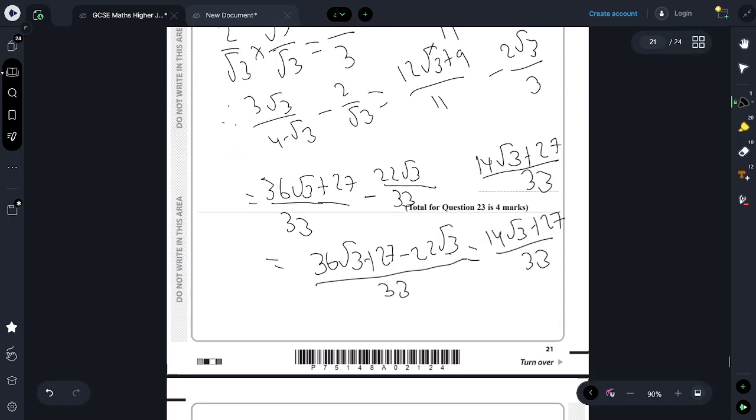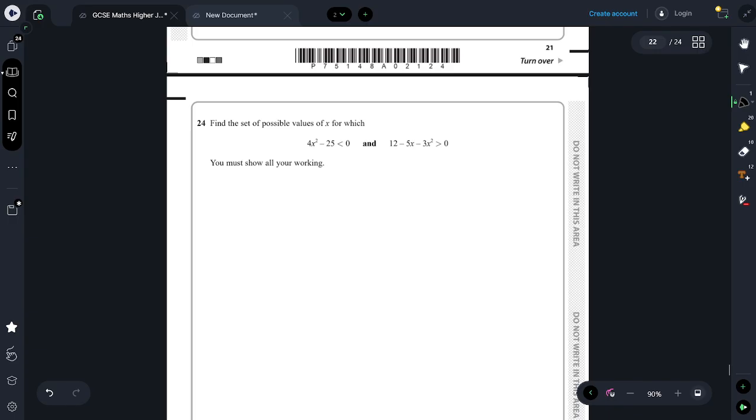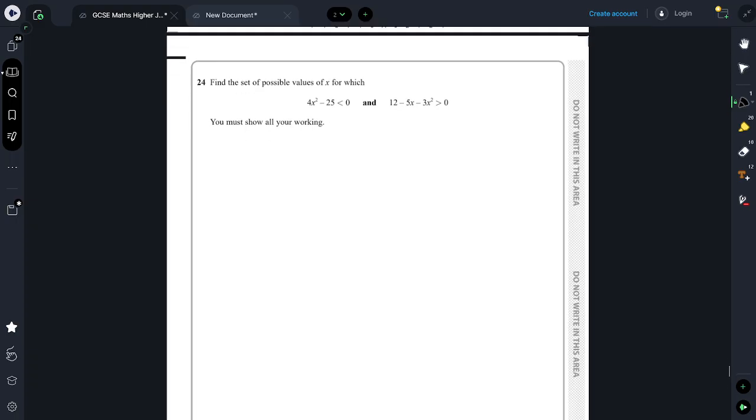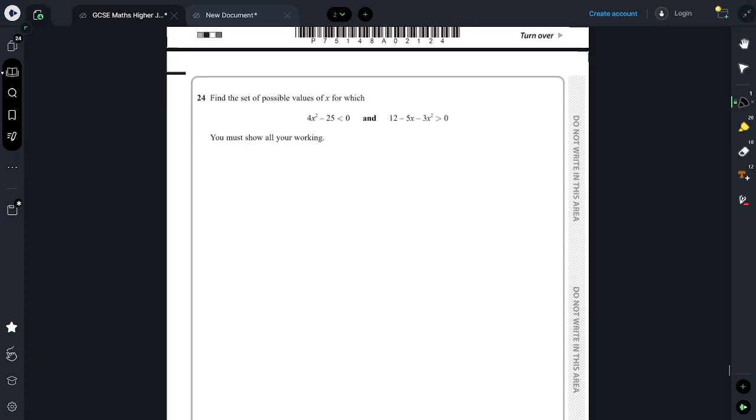So this is at the end of the paper. But now we're on the final question. Finally, it seems. But too far, I was away for like an hour. Anyway, the final question. And I do predict something like this comes up. They do love asking this with two lots of inequalities you have to solve. But all that means is you just solve them individually.